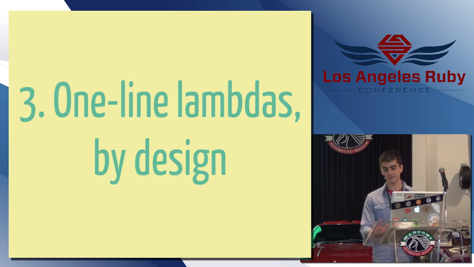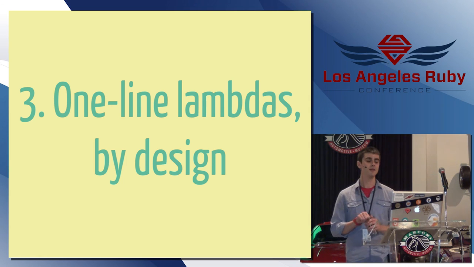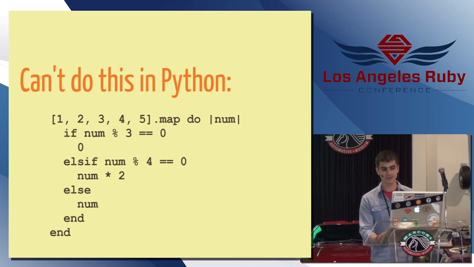Lambdas in Python are a little different. So number three, by design, lambdas in Python must be one line. But that's not a bug, it's a feature in the language, according to the designers. So you can't do something like this in Python.